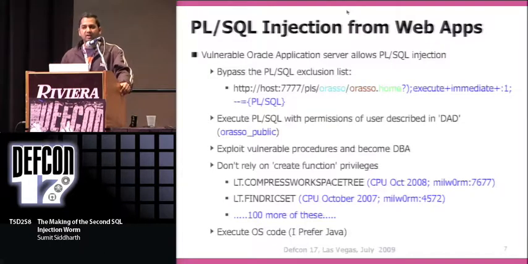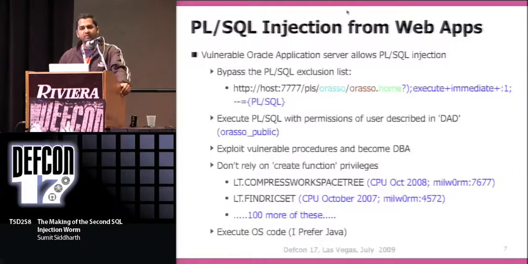Once you become DBA, then you will be able to do nasty things like OS code execution. In this particular example, this DAD user happens to be a really low privileged user. It's called orasso_public. SSO stands for single sign-on. It's one of the default packages which it ships with when you install Oracle application servers. So this user doesn't even have the create function privileges. So to get past that, you use something called cursor-based injection exploits, and there are tons of them available on Milw0rm.